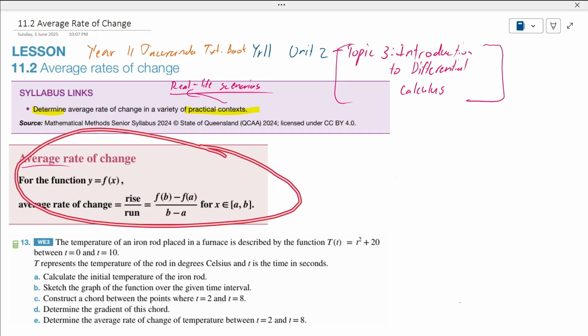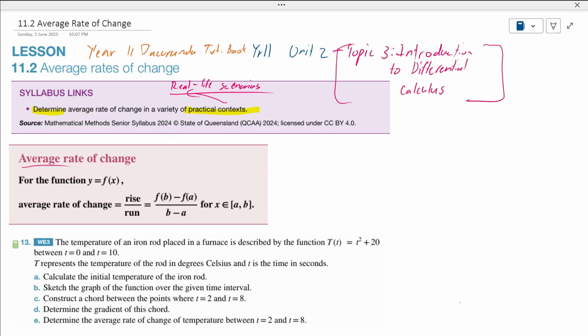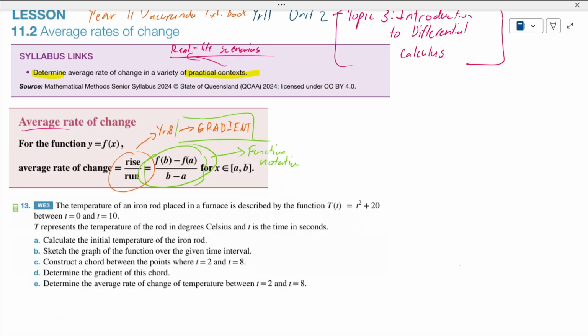the average rate of change. So for the function f of x, the average rate of change is our rise over run. You will obviously know this in year 8 for your gradient. And that's basically what the average rate of change is. And all they've done here is put this in function notation, just because we're getting to senior now and expecting us to know more of this high level knowledge. We're going to be using this equation throughout the video. Okay, let's get straight into it.